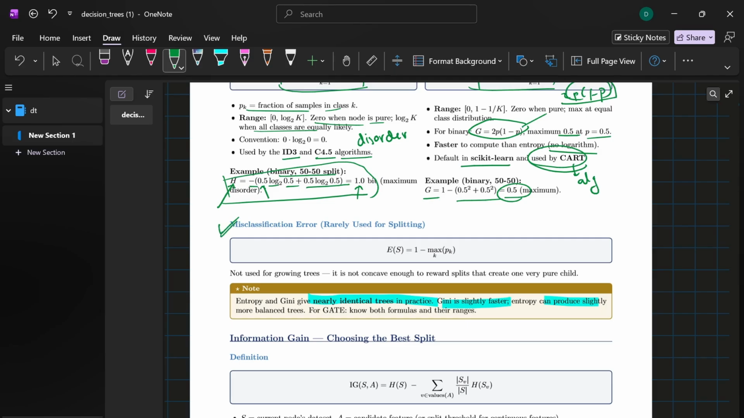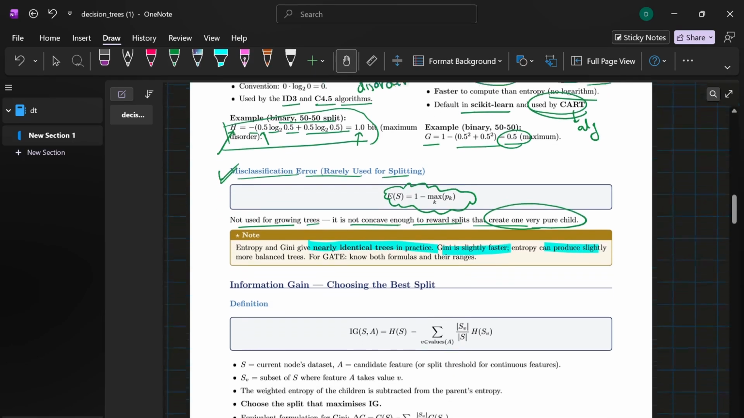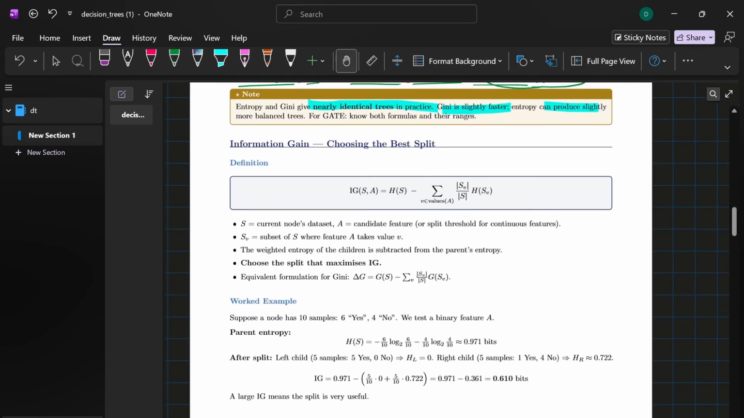Third thing is the most important, which is E(S) equals 1 minus max of pk. That is the misclassification error. This one is rarely used for actually growing a tree. It is not mathematically concave enough to reward splits that create one very pure child. So just know it exists, but CART doesn't use it for splitting.